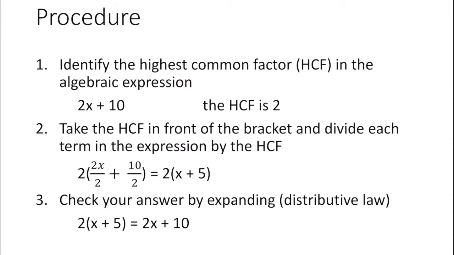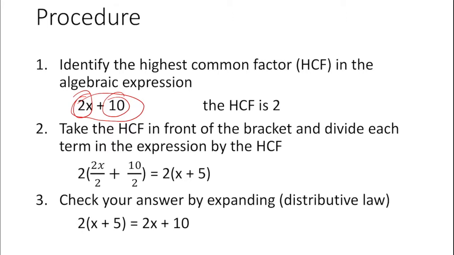Now, the procedure. The important thing is to identify the highest common factor, or HCF, in the algebraic expression. For example, if we have 2x plus 10, you know 2x can be divided by 2, and 10 can be divided by 2. Therefore, the HCF is 2. Now, we will take the 2 out and put the expression in the bracket. Because we are taking the 2 out, we need to divide each term in the expression by the highest common factor. Therefore, 2x plus 10 factorized is 2 into x plus 5. You can check your answer by expanding, which is the distributive law.